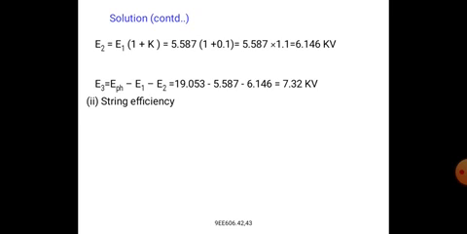Similarly, string efficiency. String efficiency is equal to E phase by number of discs into E3, where the maximum voltage is E3. So that is equal to 19.053 by 3 into 7.32. So we get the value of 0.86, that is 86.76 percentage. So the efficiency is in percentage, that is 86 percentage.